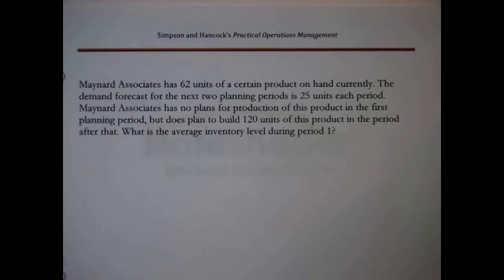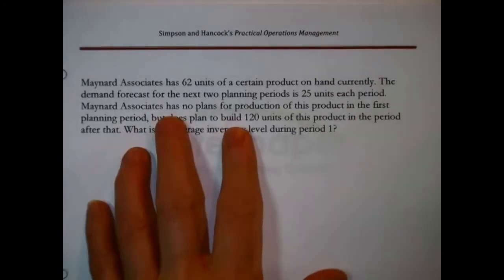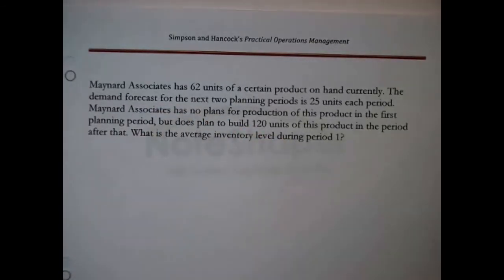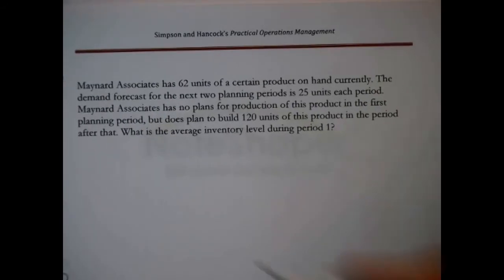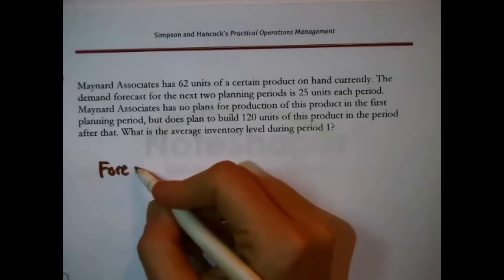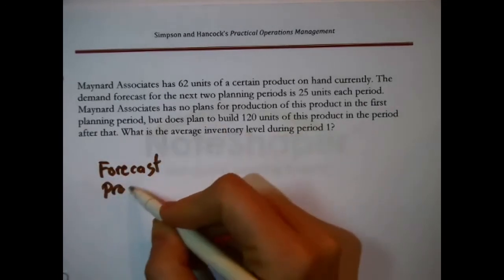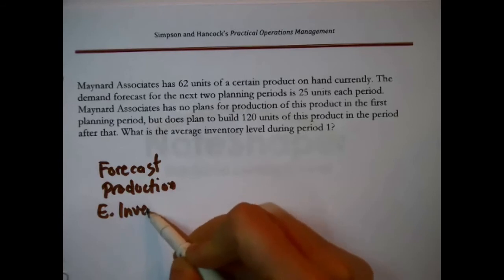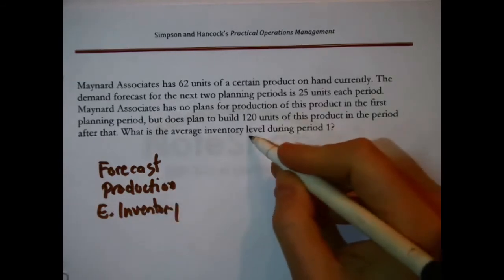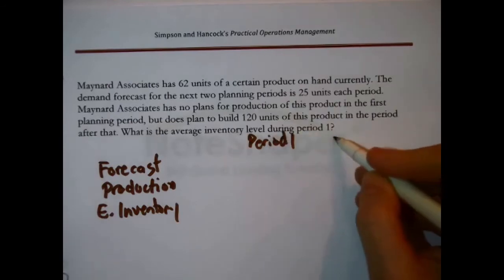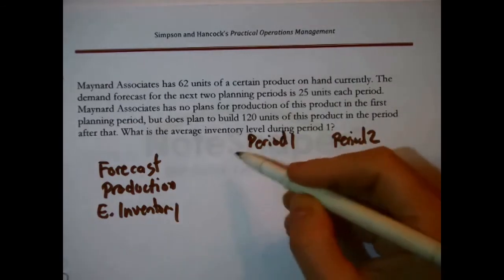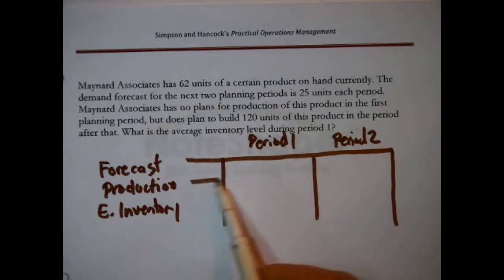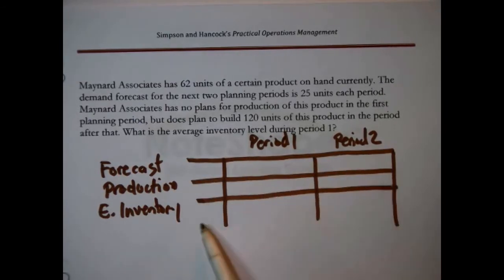The problem after that, Maynard Associates has 62, wait a minute, this is the same situation. They have 62 units in stock now. They have that demand forecast of 25. Well, it's so small, I might as well just copy the whole thing over again, although we've been there and done that in the previous 2 problems. Forecast, production, guess it's good practice just drawing up these tables. Ending inventory, there is a first period and a second period because the columns are the periods. This row's the forecast, this row's production, this row is ending inventory.